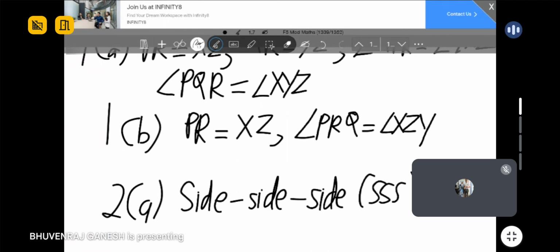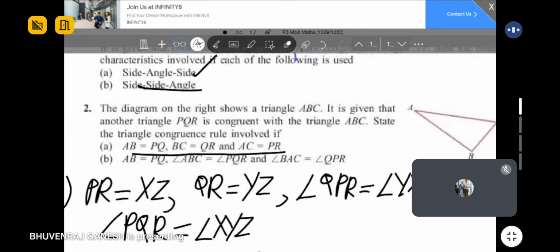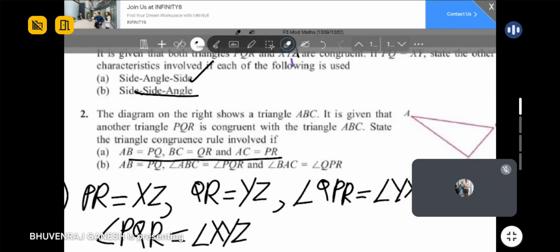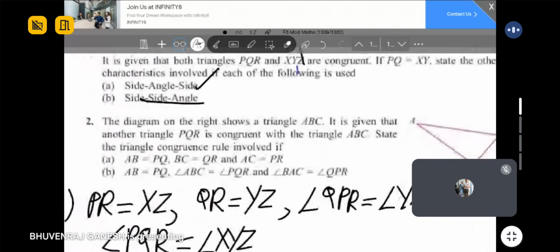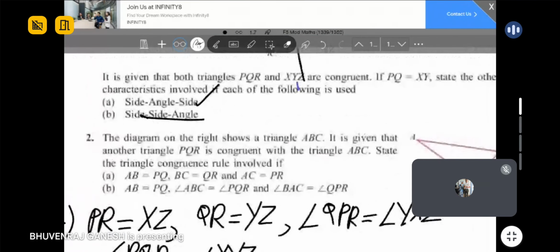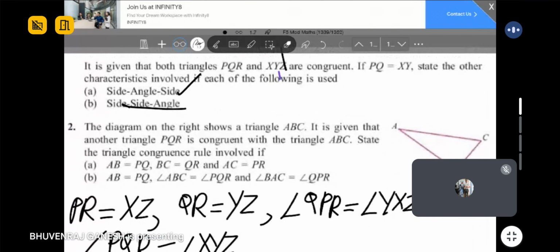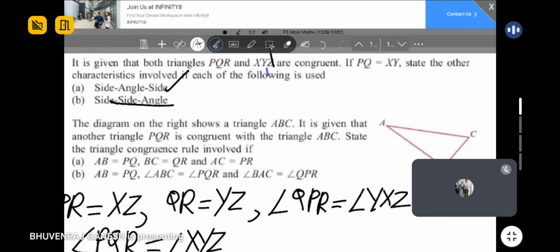Okay, so question 2B. Okay guys, for 2B, you have to label one by one. Which one is the other? Oh, they didn't draw it. It's okay. So, AB, ABC, and also BAC. Okay guys, can anyone tell me what type of triangle this is? Try to read the diagram.